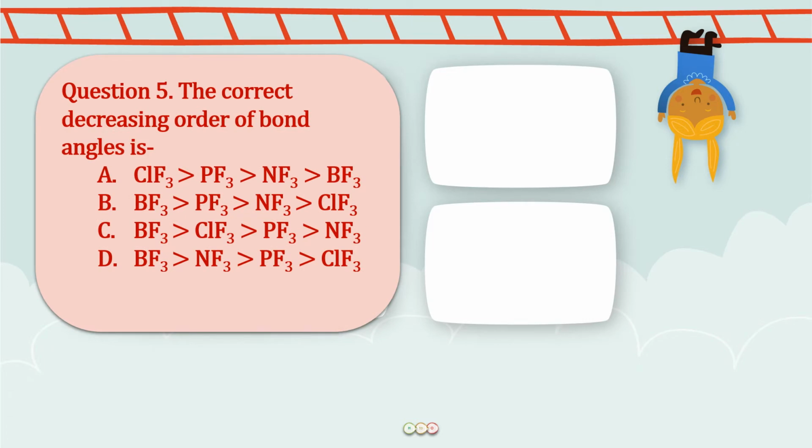The correct decreasing order of bond angles is, and the four molecules given to us are ClF3, PF3, NF3, and BF3. So again, you will have to find out the hybridization, the geometry, the shape of the molecules. Only then will you be able to predict the bond angles. So what is going to be the correct answer? Think. All right, let us quickly look at the correct solution.